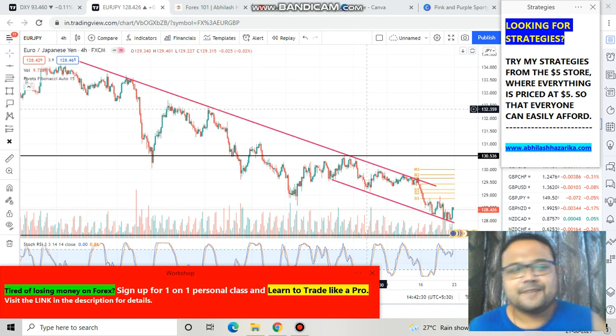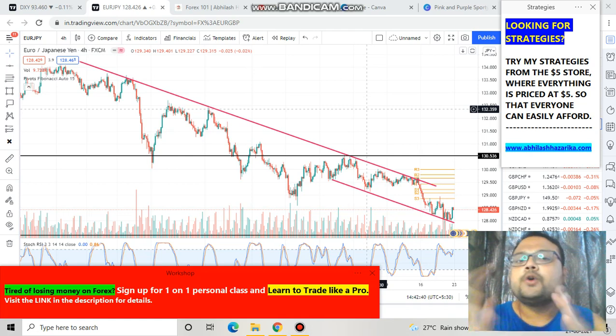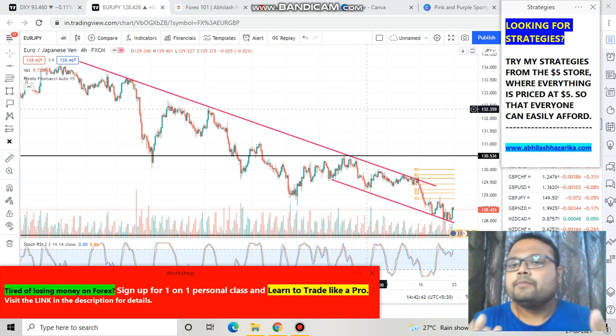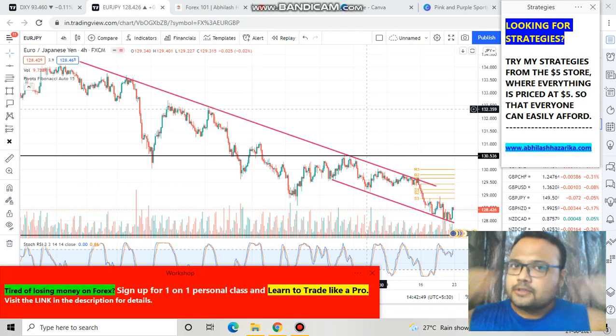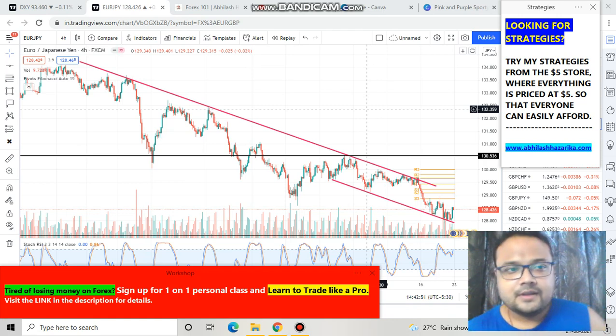So let's get started. This is the 4-hour chart of Euro JPY in front of us right now, and as you can see, I have a couple of lines here on the chart. Let's try to understand what is going on in the Euro JPY chart, then we'll discuss what our strategy for Euro JPY should be on Monday. So don't get confused. Let's get started.